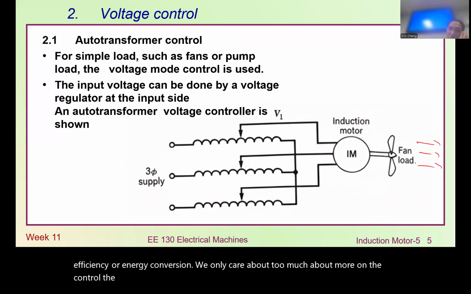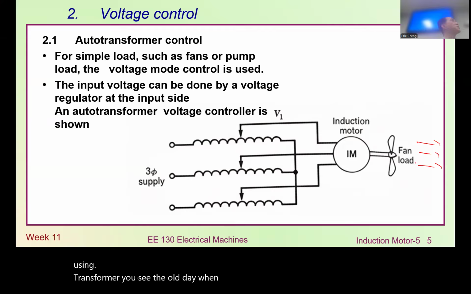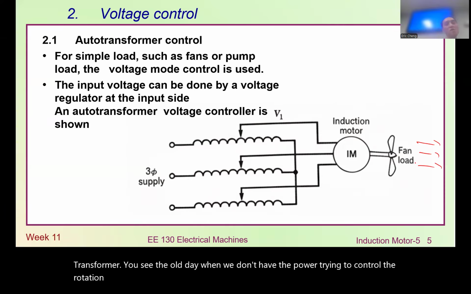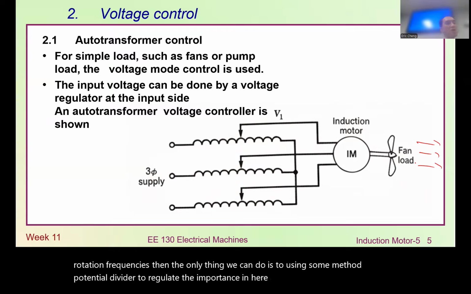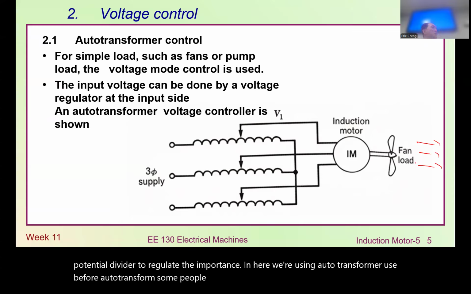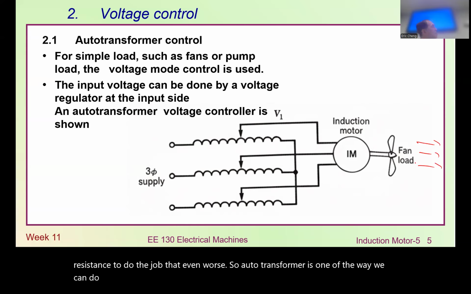So you can see here we can use a kind of regulation of the input voltage by using something more like a transformer. You see, in the old days when we didn't have power electronics to control the voltage and the frequencies, the only thing we could do was to use some method, a potential divider, to regulate the input voltage. In here, we're using an autotransformer. Before the autotransformer, some people may use a resistor, a potential divider of resistors, to do the job. That's even worse. So the autotransformer is one of the ways we can do that. You can see that with this kind of autotransformer, you do rely on how well the three windings are placed.